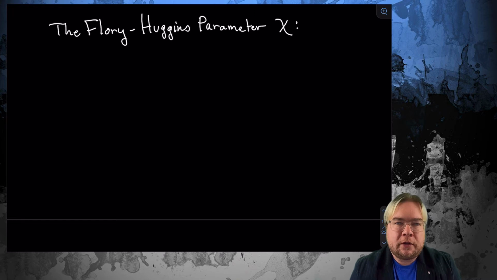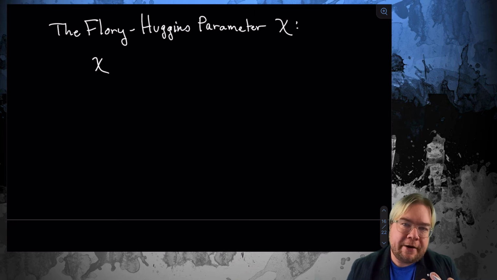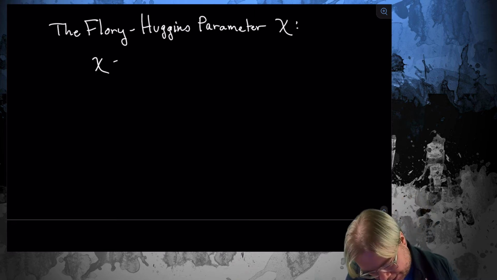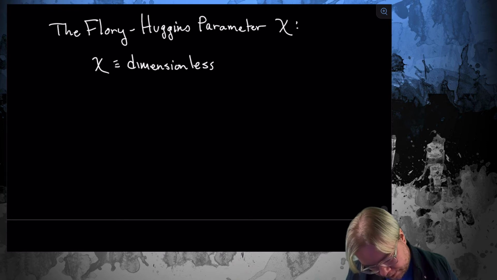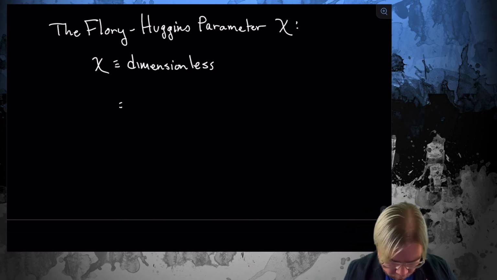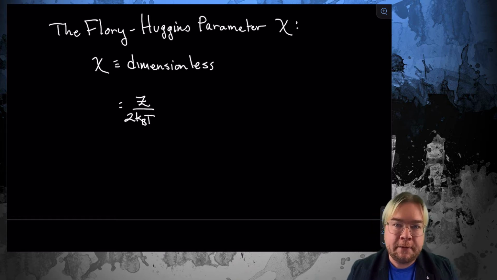So the important result that we came to last time was that we can group all of these interactions or energetic terms into a single parameter called chi, and chi is dimensionless. And it was defined as the coordination number divided by 2 kBT. So remember, kBT has units of energy.